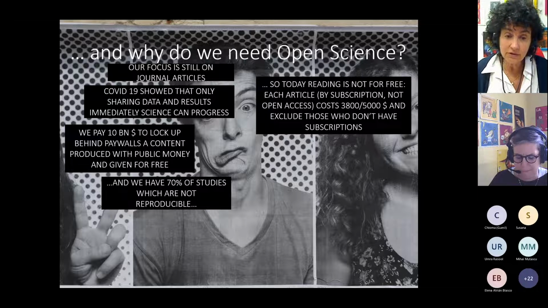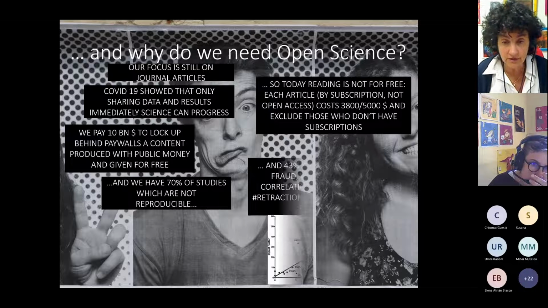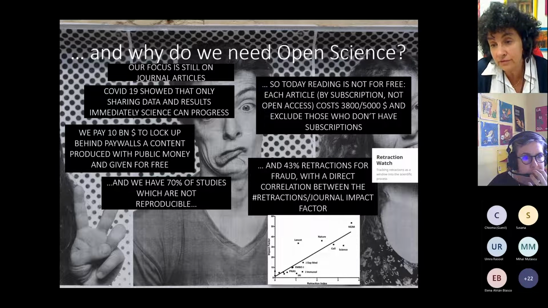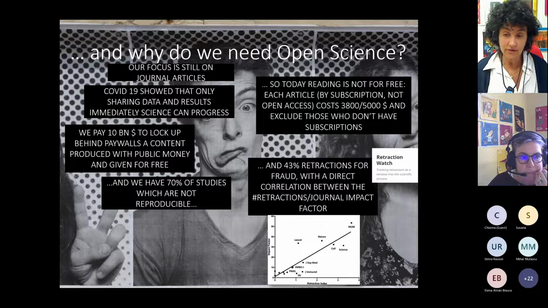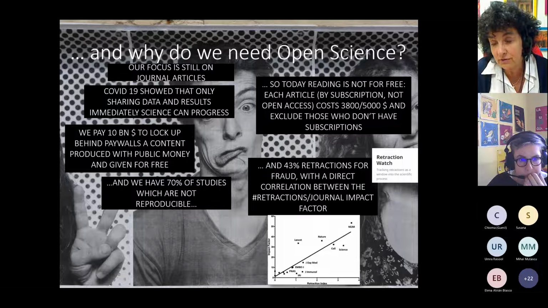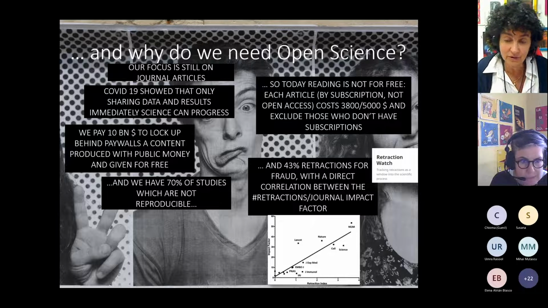And in this situation, we have 70% of studies which are not reproducible. So basically they are not science. And this is more scary. We have 43% of retractions for fraud, with a direct correlation between the number of retractions and the journal impact factor, meaning that the higher the journal impact factor, the higher the number of retractions. So the journal impact factor is not at all a seal of quality, a guarantee of quality.